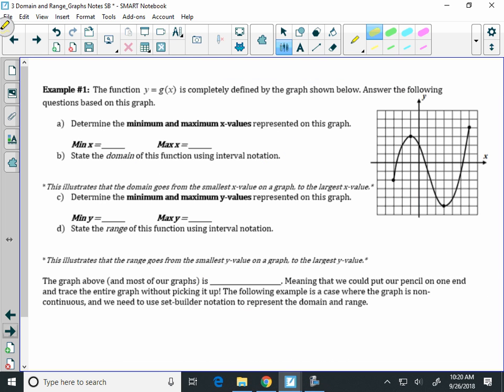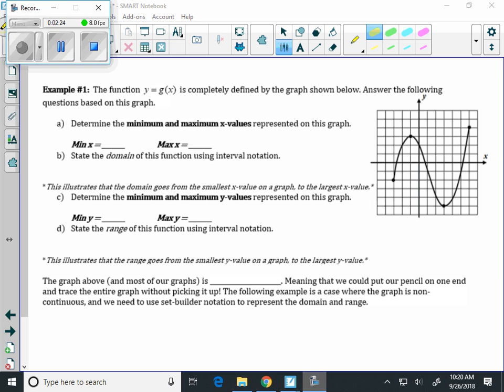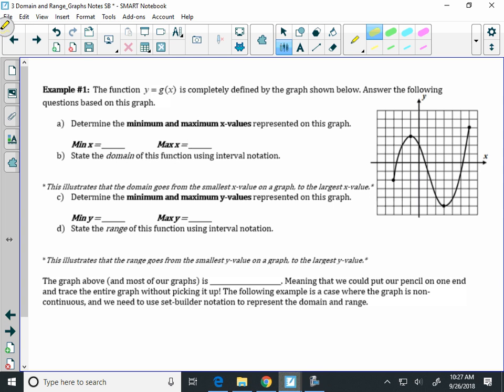So let's take a look here. As example 1, we have a function g of x. From this graph, we are going to find the domain and range. To start, it says determine the minimum and maximum x values on this graph. Remember, the x values always go left to right. Those go along the x-axis. So I'm going to use my highlighter here. I'm going to highlight from my smallest x value to my biggest x value. We're going to figure out where that falls.